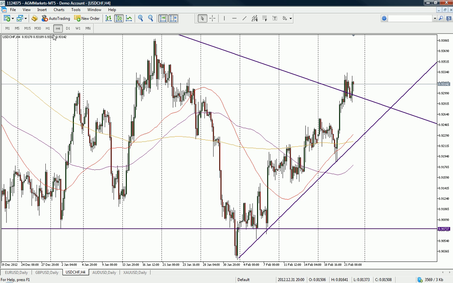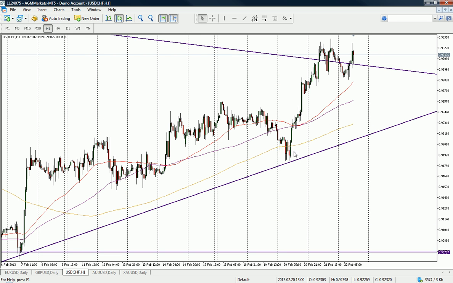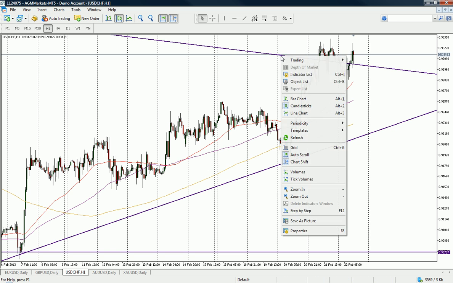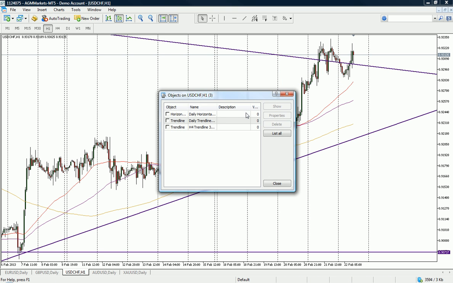Well, actually, one other thing, if we flip it to an even shorter term time frame, the 1 hour, I'll just delete this trend line resistance for a sec, it's getting in the way.